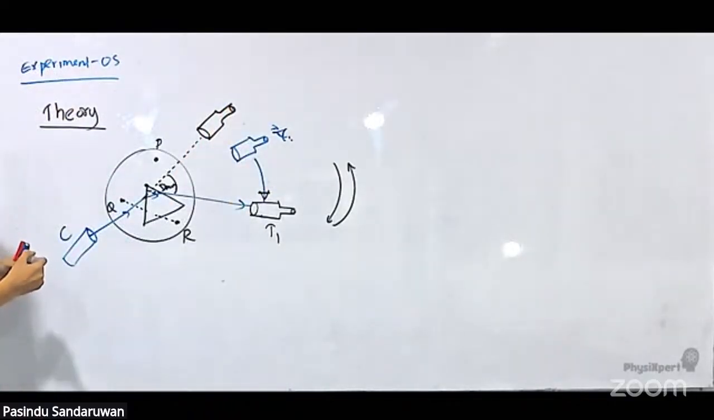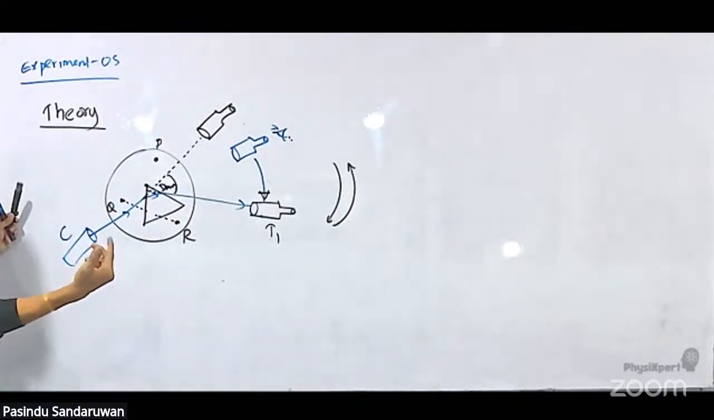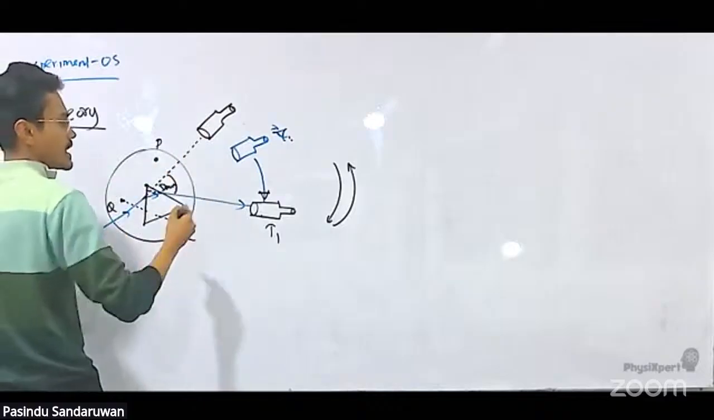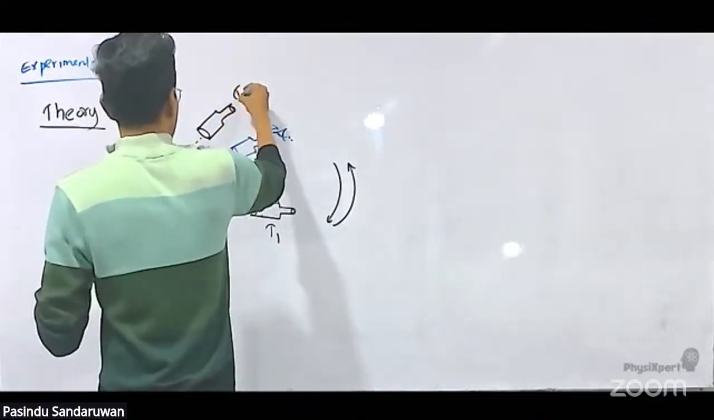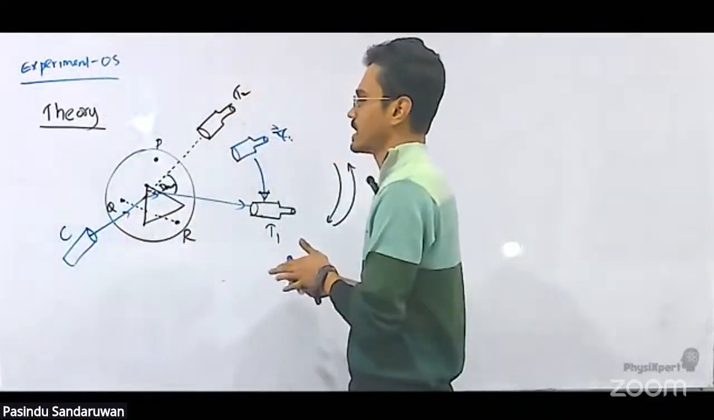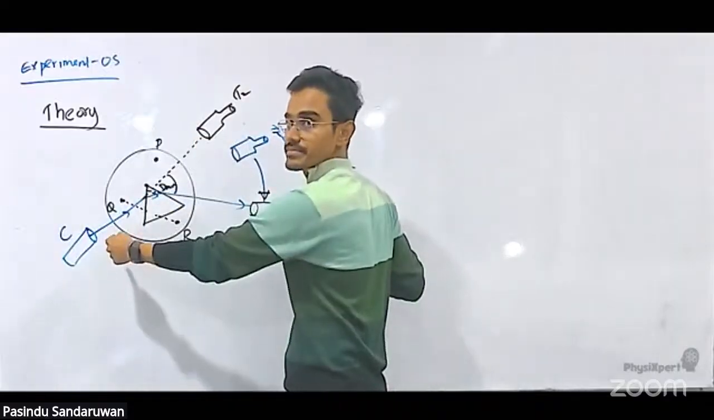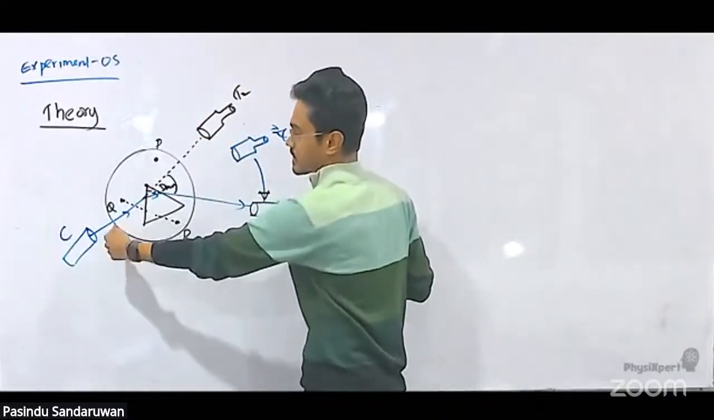We are removing the prism from the prism table and turning the telescope to this position, so that the telescope is exactly collinear with the collimator.